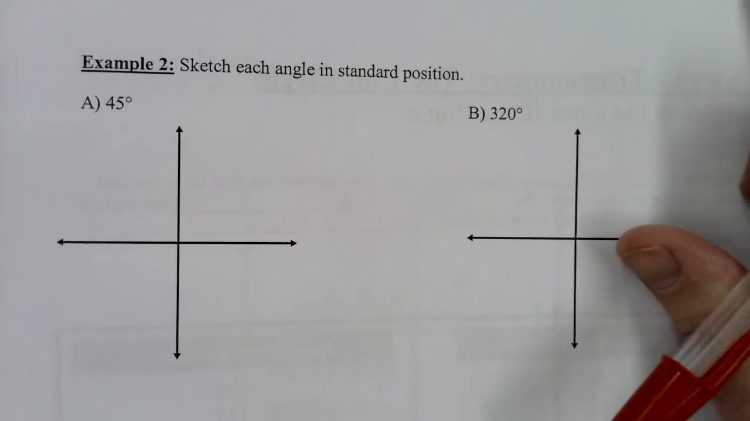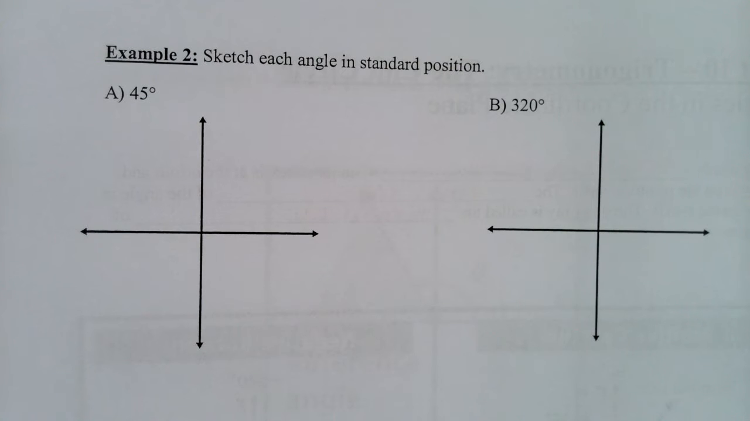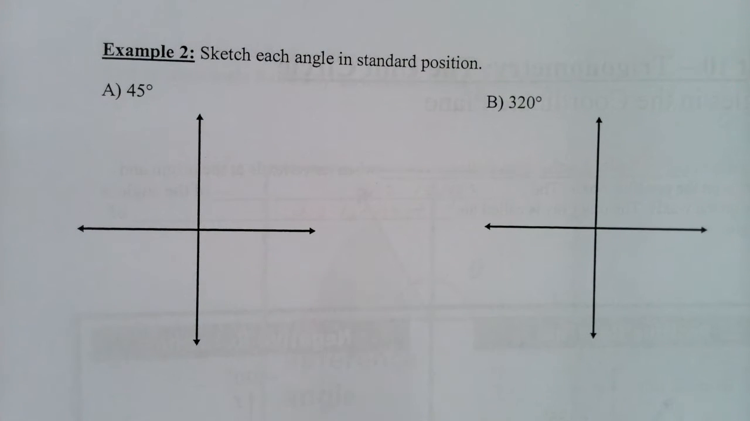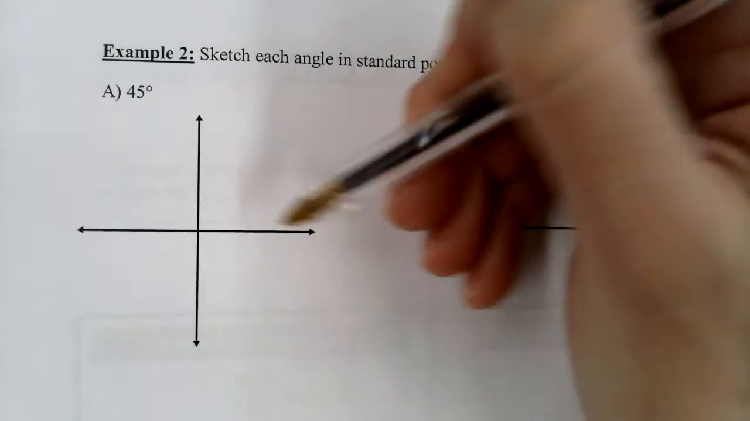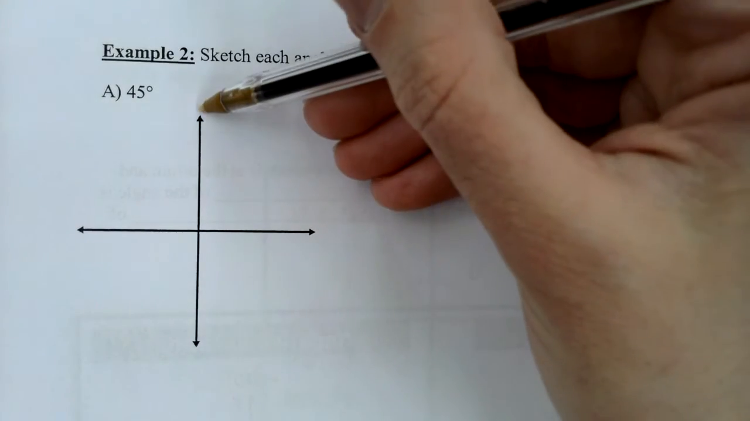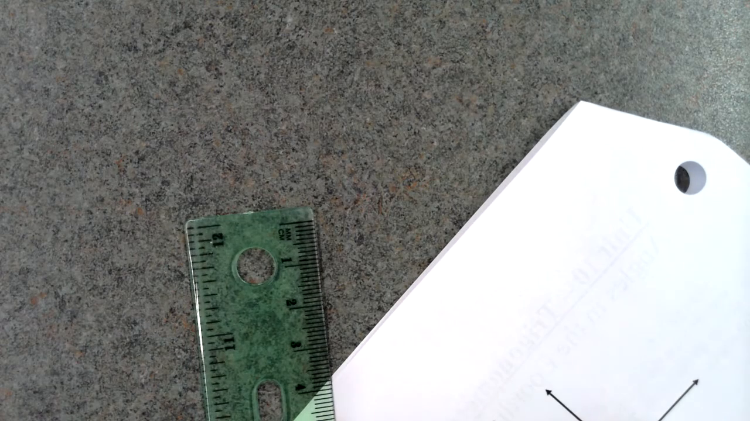Example 2, sketch each angle in standard position. So, for a 45-degree angle, it's going to be basically, if this is 0 degrees, this is 90, so it's going to be halfway in between. Let me try to draw that. I mean, approximately is sketching, okay, approximately.